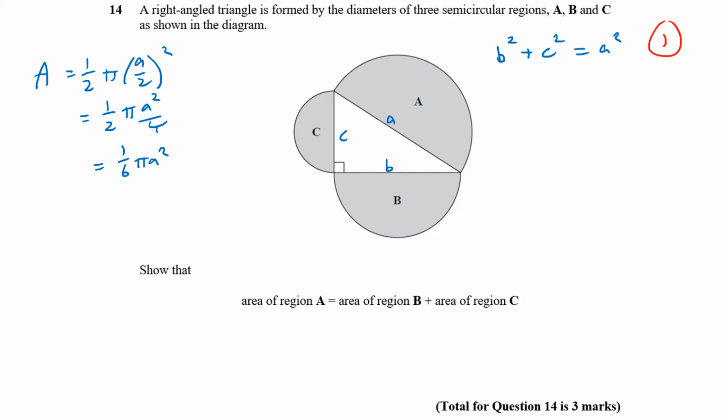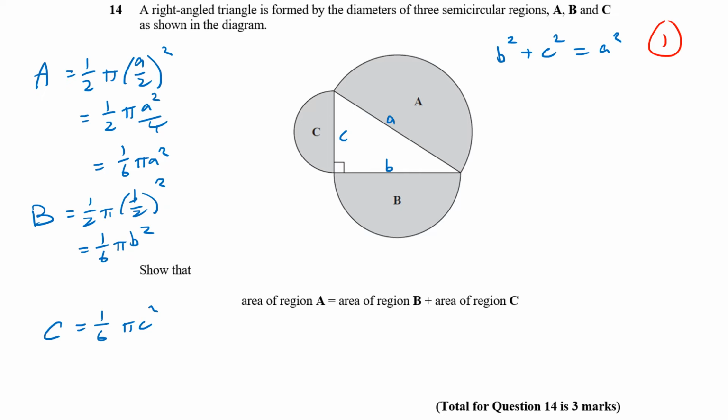In a similar way, we can say that the area of B is half pi times B over 2 squared, which, if you follow the same logic, is 1/6 pi B squared, and therefore by the same logic, the area of C is 1/6 pi C squared.